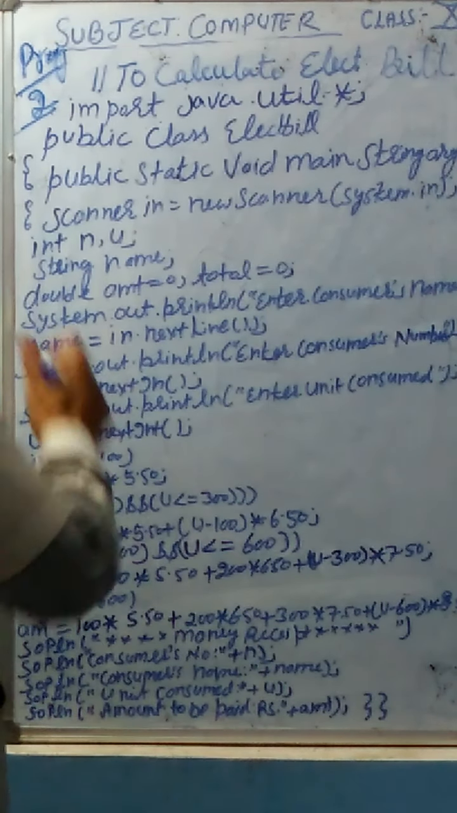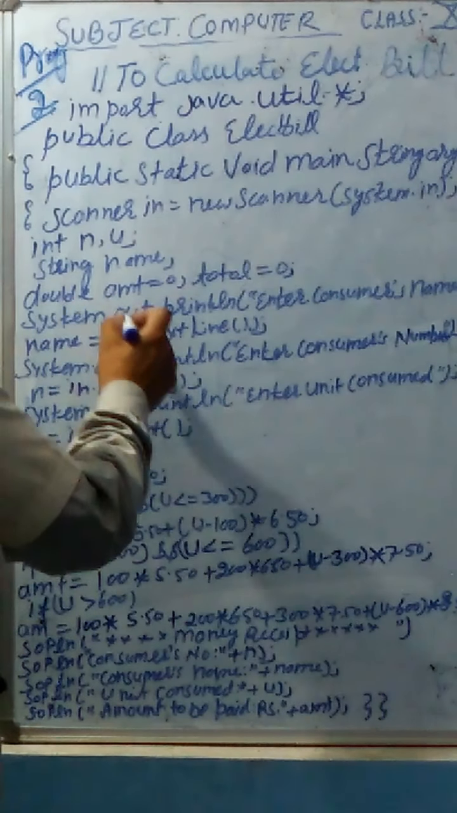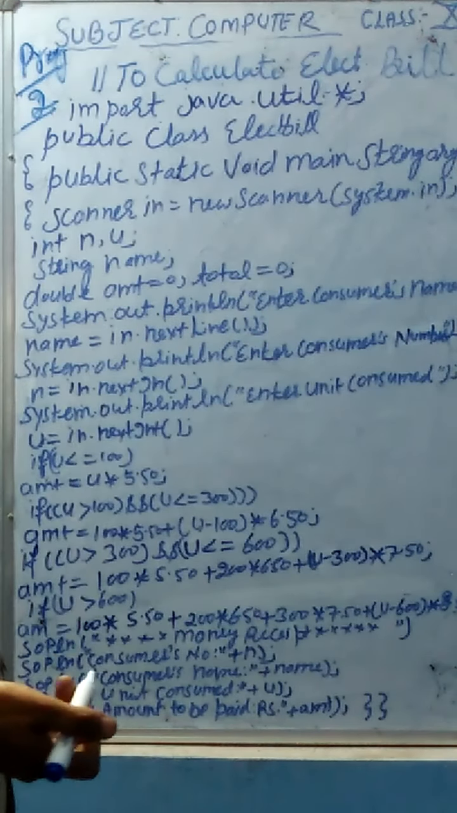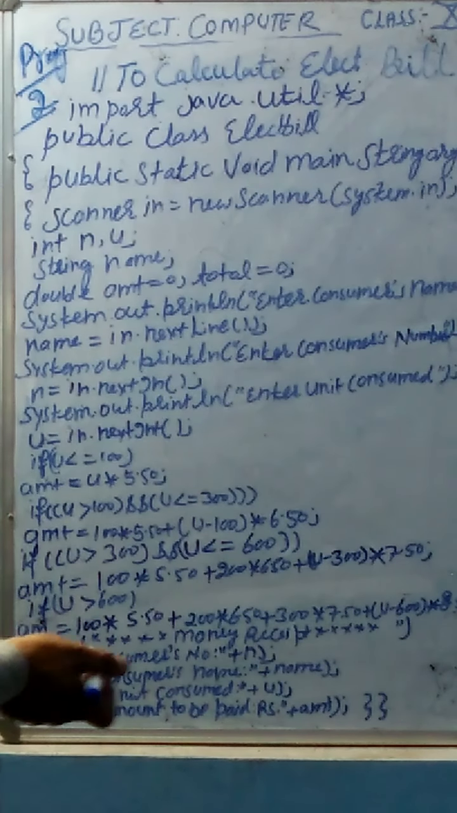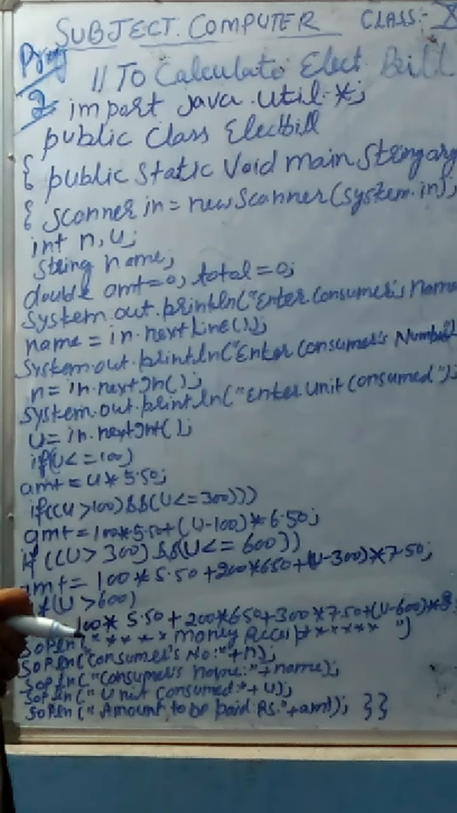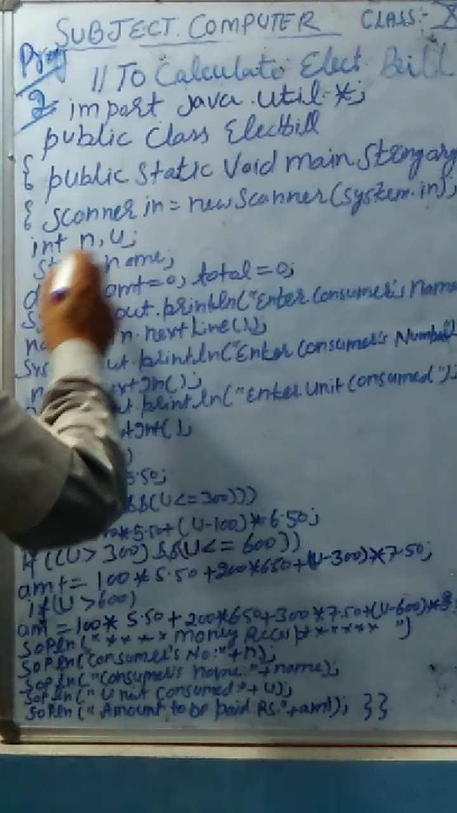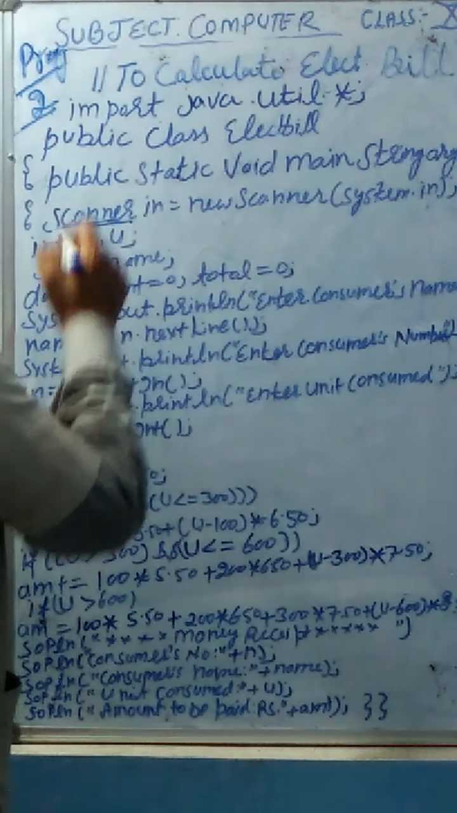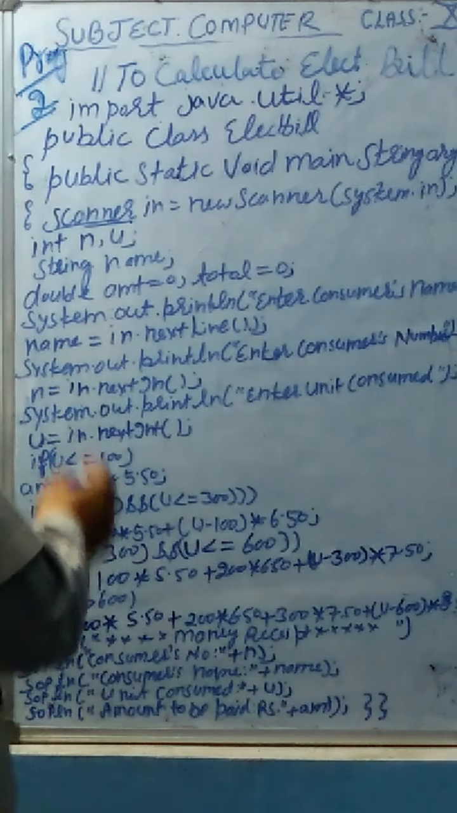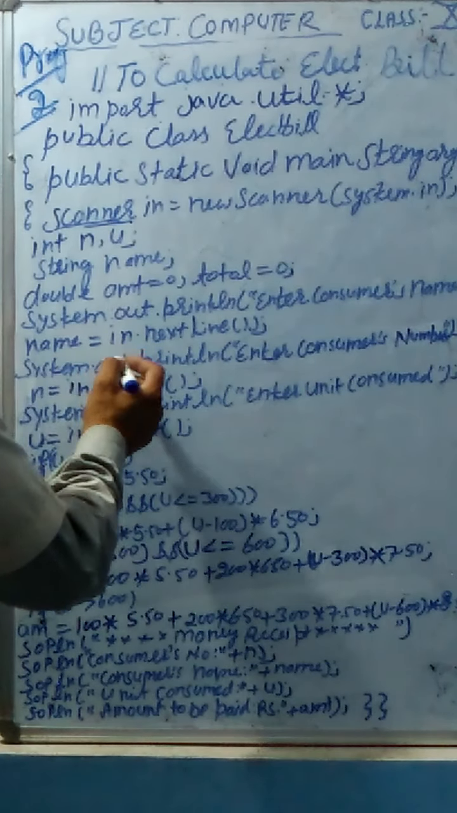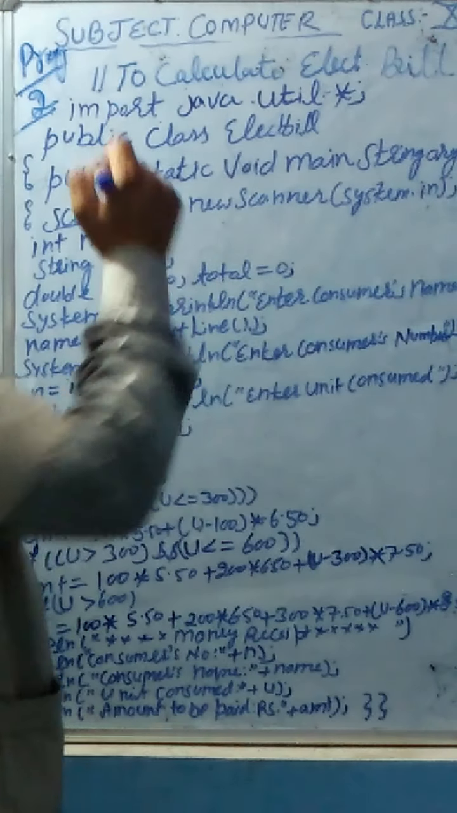Now we have to enter the name of the consumer. So then we have to use the output statement System.out.println enter consumer name in the output, then semicolon. Now we have to store the name. So then we have to use the name, because we are using here scanner function. So then the value of the name will be stored by using name is equal to in.next.